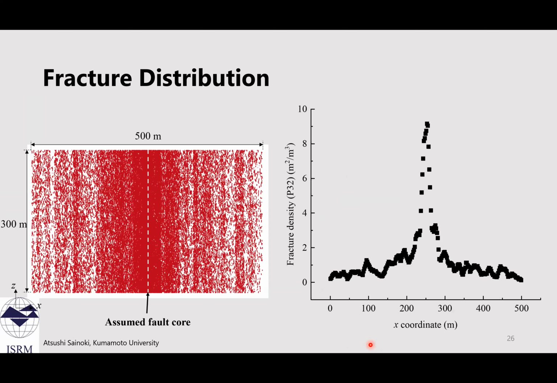This left figure shows the cross section of the fracture network. As can be seen, the fracture density varies with the distance from the fault core, and this right figure is the actual fracture density computed from the fracture network. Near the fault core, the fracture density is very high, and then it decreases as the distance increases.